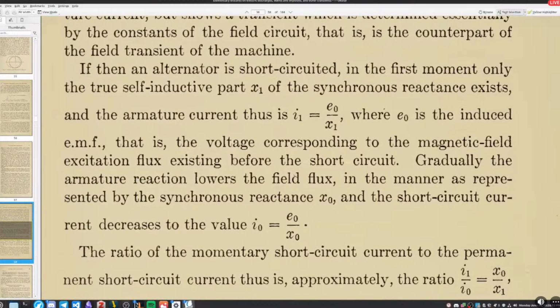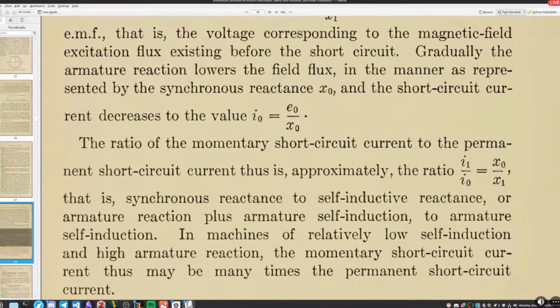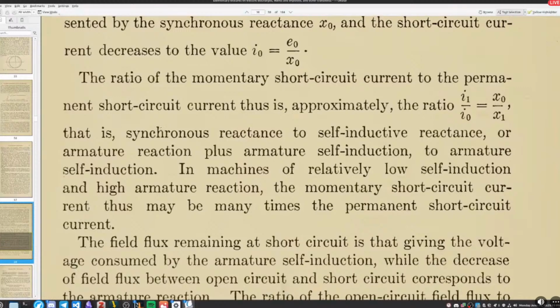Gradually, the armature reaction lowers the field flux in a manner represented by the synchronous reactance X0, and the short circuit current decreases to a value of I0 equals E0 over X0. The ratio of the momentary short circuit current to the permanent short circuit current is thus approximately the ratio I1 over I0 equals X0 over X1. That is, synchronous reactance to the self-inductive reactance, or armature reaction plus armature self-induction to the armature self-induction.